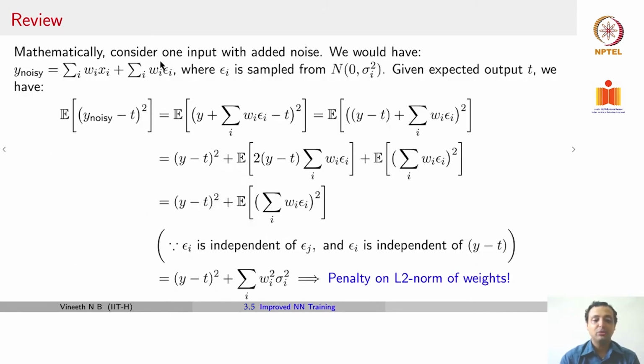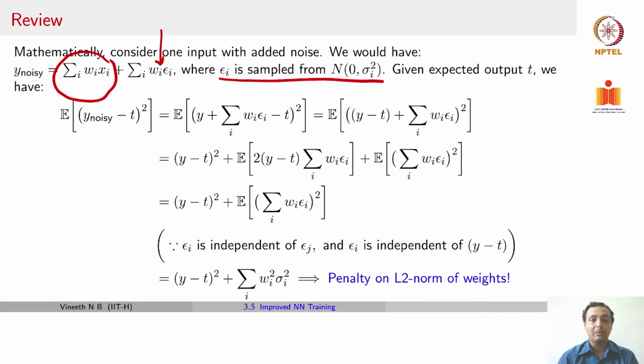Mathematically, if you consider one input with added noise, you would have your output Y noisy to now be summation over i of Wi xi plus summation over i of Wi epsilon i. Remember here that originally your output would have been only summation Wi xi. So this is a component that got added to the output because you added noise to the input. And what is the noise? Epsilon i, which is sampled from a Gaussian with mean 0 and variance sigma i squared.